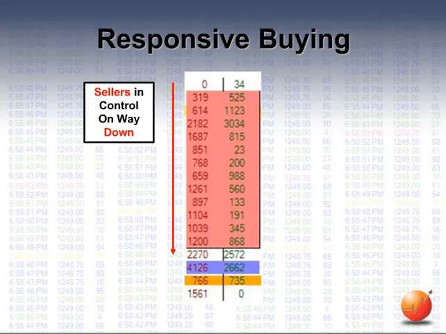And if you can associate with what we talked about yesterday, imagine that there is 800 or 900 contracts in the market depth at any given price level. And we start to see the market tear down with 851, 768, 659, 1261, 897, 1104. This was probably a pretty rapid move down through the market depth. And so what we see here are sellers that are in control. There's no more demand coming into the market depth. They're simply driving the market.